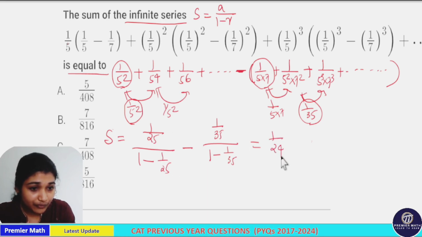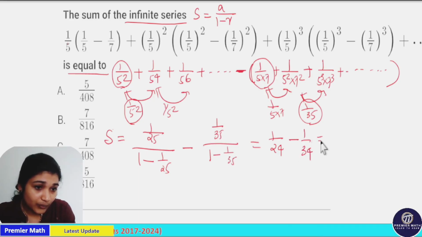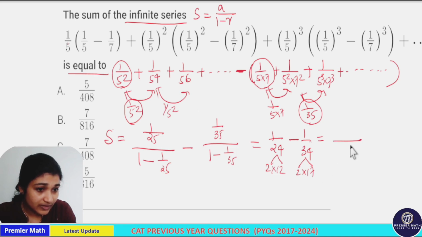So 1 by 24 minus, here also this is like 34 by 35 in the denominator. So 35 and 35 cancel. Remaining is 1 by 34. So 1 by 34. Now take the LCM of 24 and 34. Here 24 is 2 into 12 and 34 is 2 into 17. So 24 into 17, take 2 common. Now 2 into 12 is 24. 24 into 17 is the LCM. Now multiply 24 into 17 with each term.